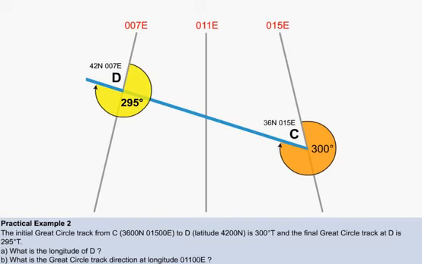So if the track is 300 at the start and 295 at the end, what will it be exactly halfway? 297.5 degrees true.